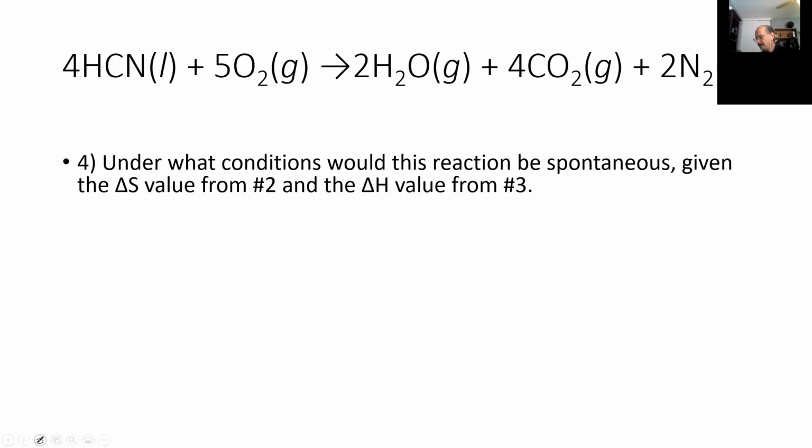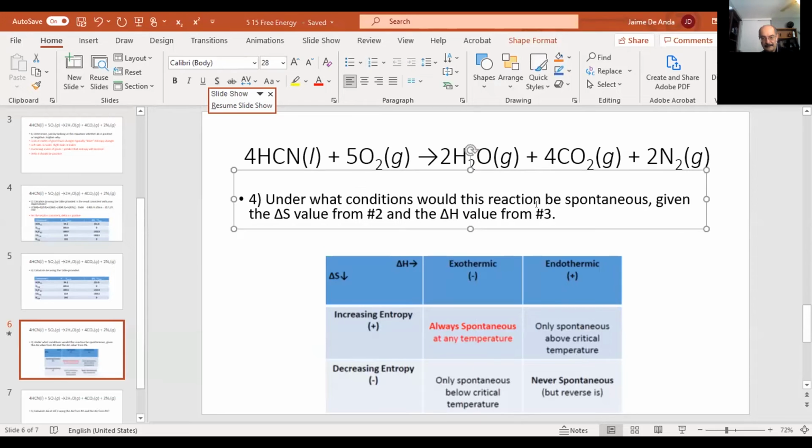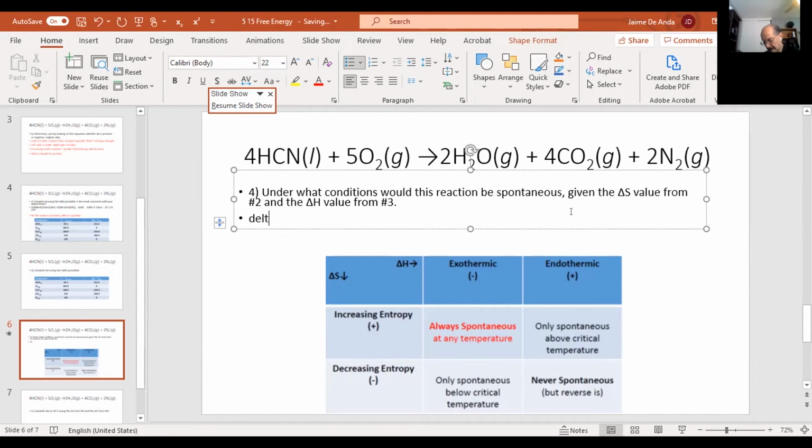Now remember, let me go switch again here. Let's go back to our thing here. Okay, remember that ultimately what we have is, and again, I don't have the ability to write it here, but delta G equals delta H minus T times delta S, right?